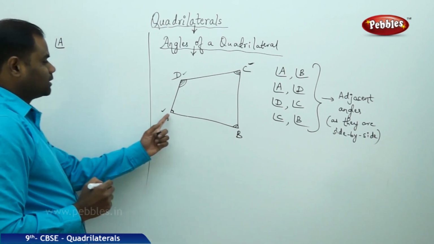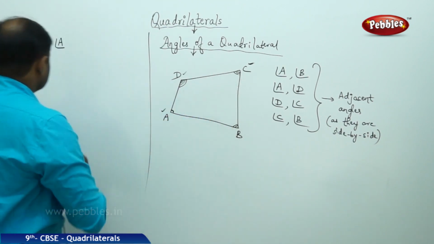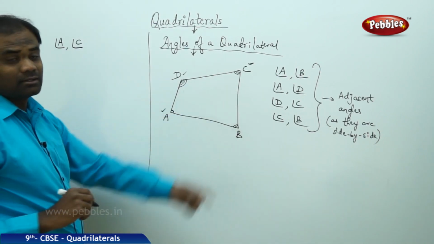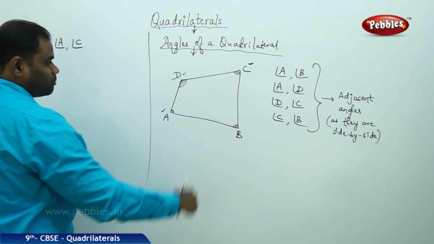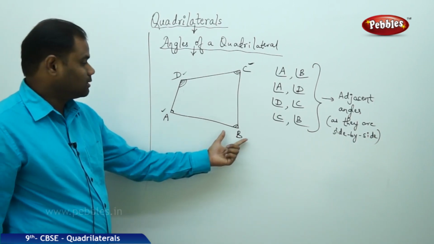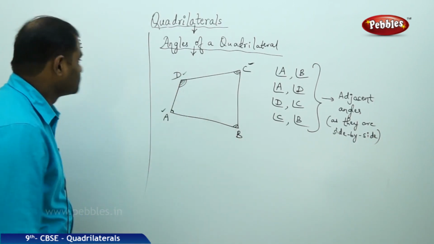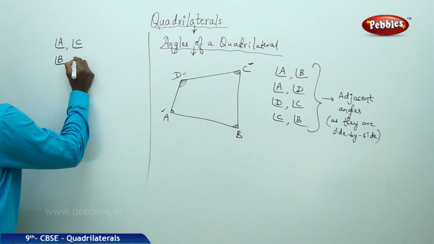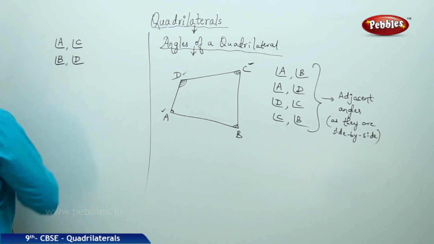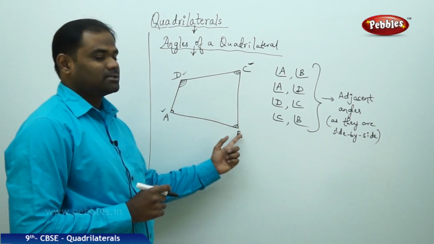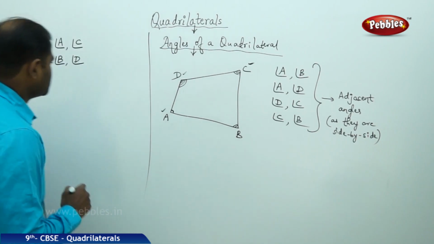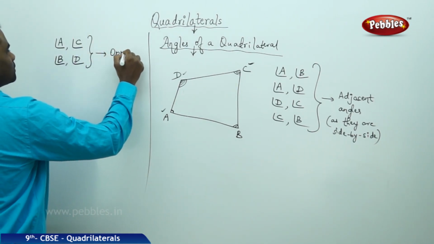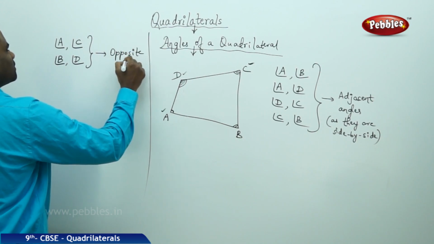First, let me take angle A connected with angle C. Angle A and angle C are not side by side, and also the other pair possible which are not side by side are angle B and angle D. So even angle B and angle D are also not side by side. So these are given a special name called opposite angles.